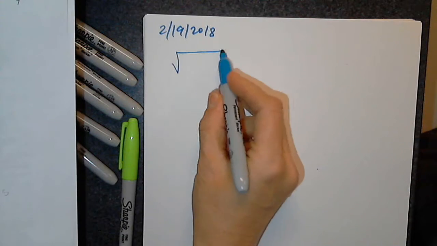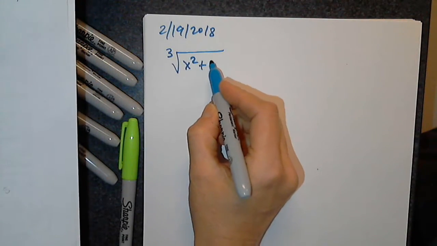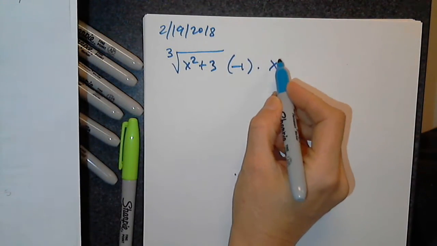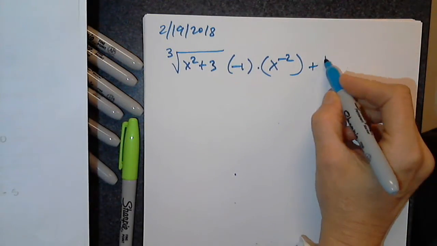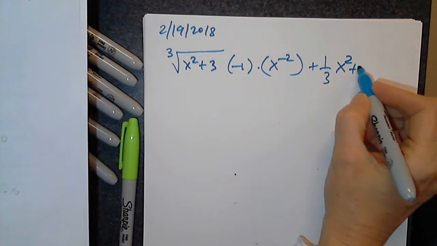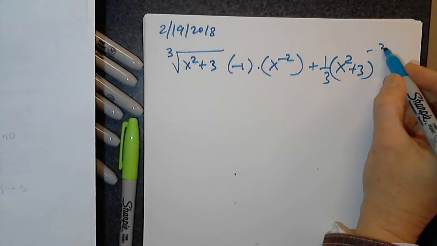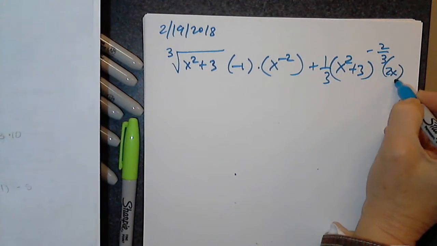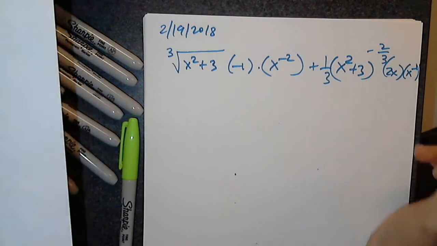And we have the cube root of x squared plus 3 times -1 times x to -2, plus 1/3 times (x squared plus 3) to the -2/3 times 2x and times x to -1. Good problem.